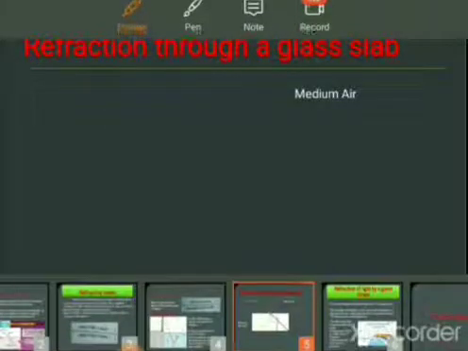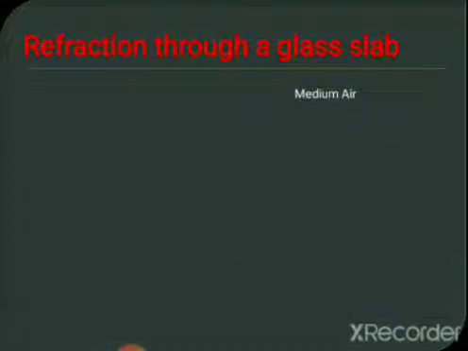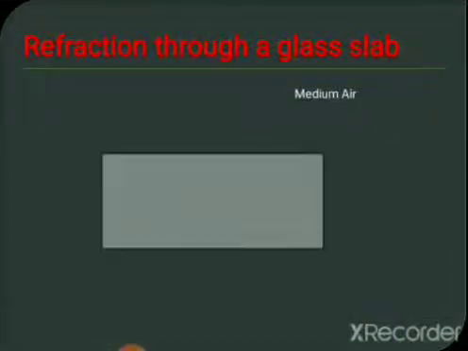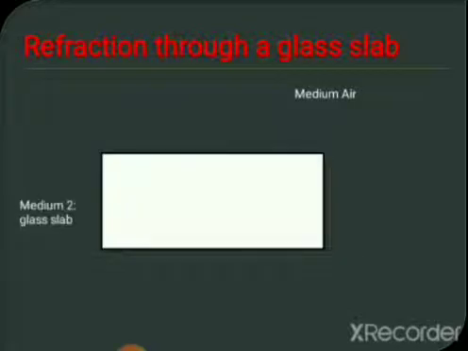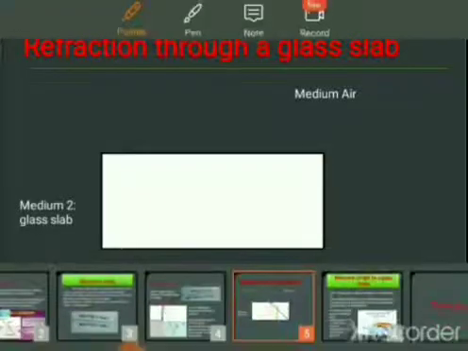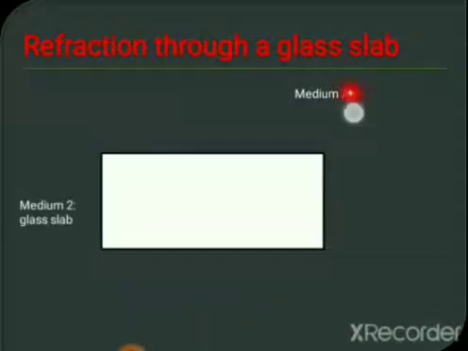If I consider this as a medium, air, and this is my second medium, I'm taking a glass slab. A glass slab is nothing but a glass-made substance which is denser than air. I'm taking this glass slab as medium 2 and this one as air. Now, refraction through a glass slab.